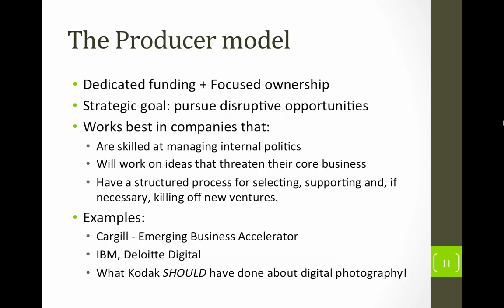Then the producer model, this is, if you like, the industrialised entrepreneurship. There's dedicated funding, there's focused ownership, and there is usually a very clear process for taking ideas up through the stages. So in other words, there might be an innovation scheme where people can come up with ideas, and they will progressively go to the next stage of funding and investment of resources until the best ones are actually launched onto the market. So the example in the article is Cargill, which is a conglomerate company.